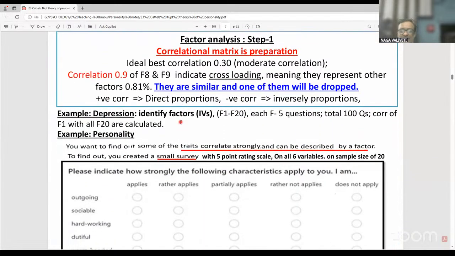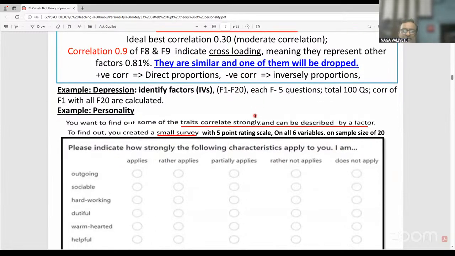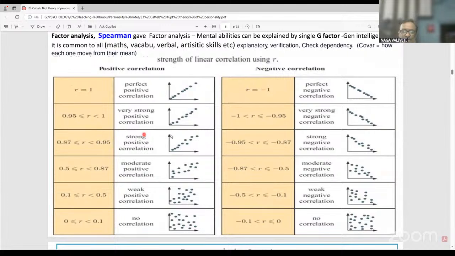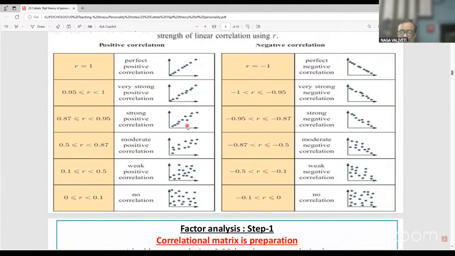So now factor analysis. The correlation matrix is prepared. For example, I told you, 8.89 is there, then those 2 are cross-loading, meaning that they are similar, one can be dropped. Where we are seeing this one here, this point onwards, mostly this point onwards, we are removing the other. Which one to remove? Depending on the further factor movement or the rotation method, we will apply and then eliminate.